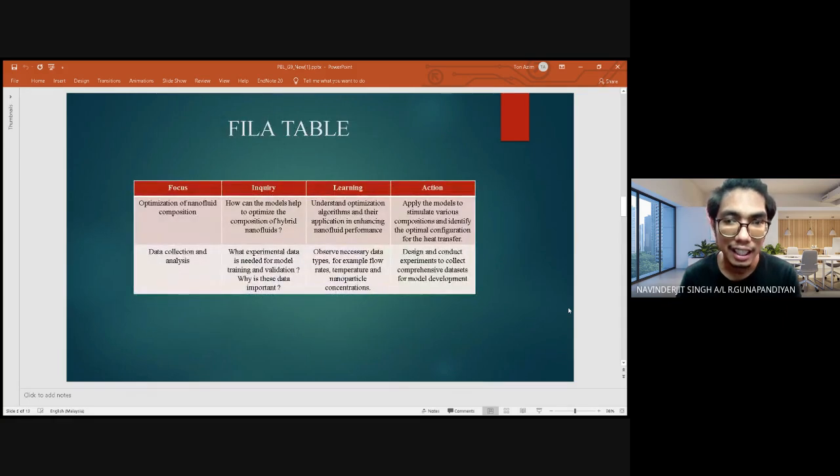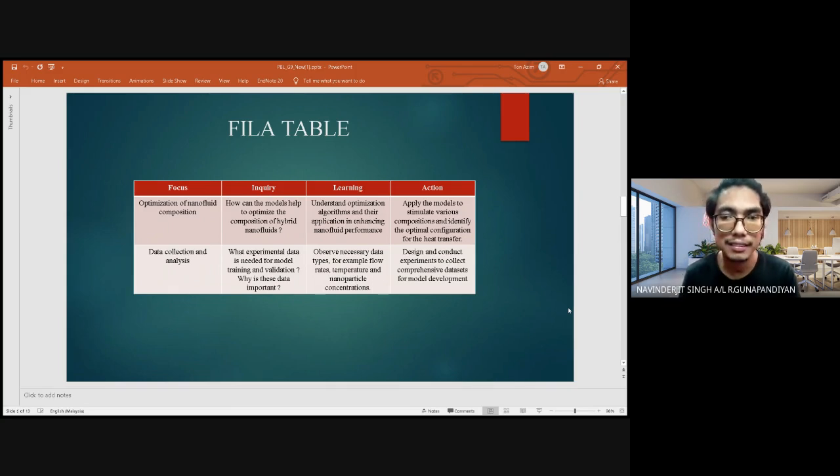Okay, the next slide is also the filler table. So I'll just keep to the data collection and analysis because it's important. The focus is data collection and analysis. The inquiry is what experimental data is needed for model training and validation. Why is this data very important for us? The learning is to observe necessary data types, for example, flow rates, temperature, and also nanoparticle concentration. And the action is to design and conduct experiments to collect comprehensive data sets for model development. So that is all for the filler table.